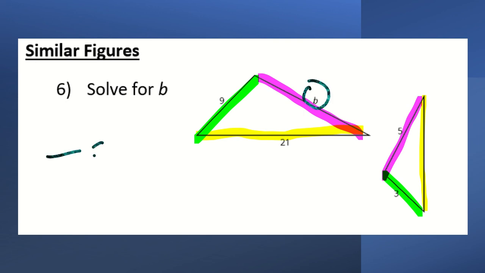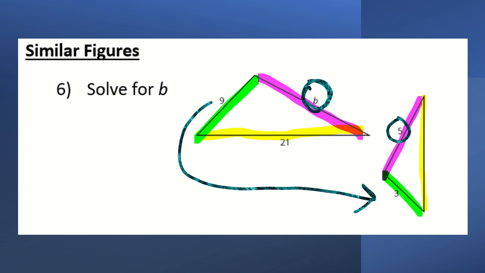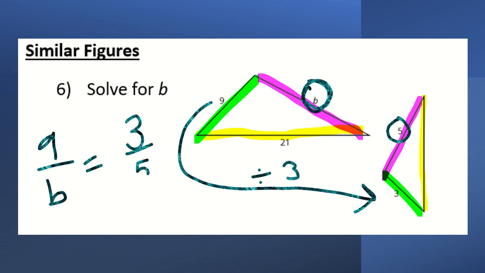We need to set up proportions. Let's pick matching sides. So the 9 and the 3 go together, so they're going to be 1 fraction. And we need to find B. What matches with B? That would be the 5. You can also see that there is a pattern of dividing by 3. Okay, so the 9 and 3 match. I'm actually going to put them across from each other, 9 to 3. And then B matches with 5.